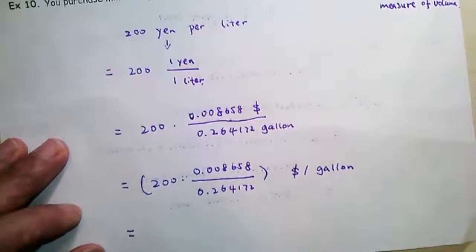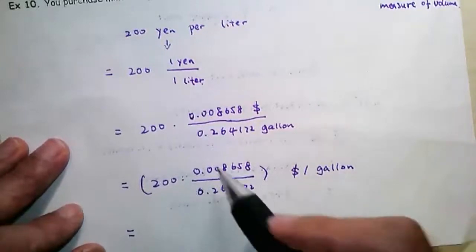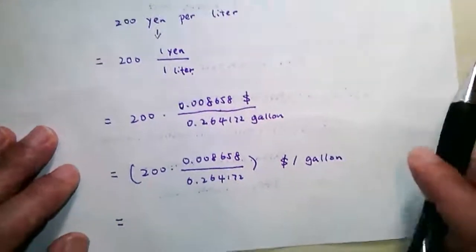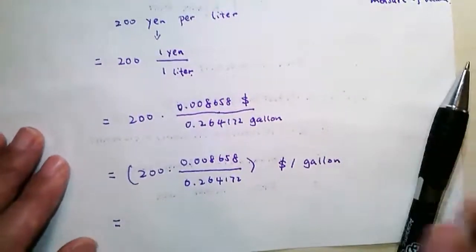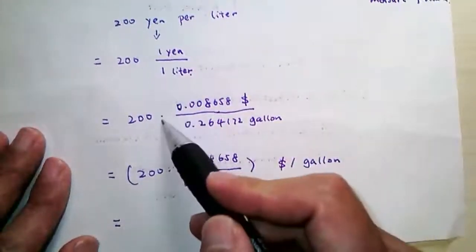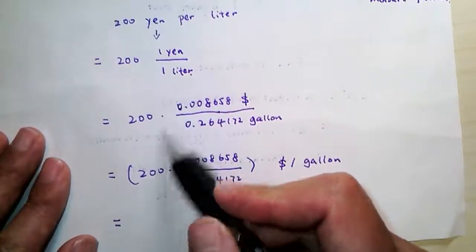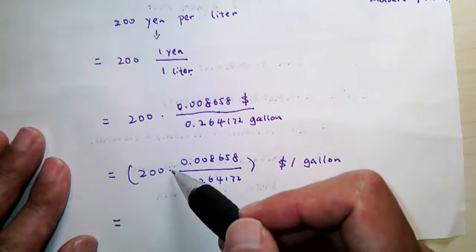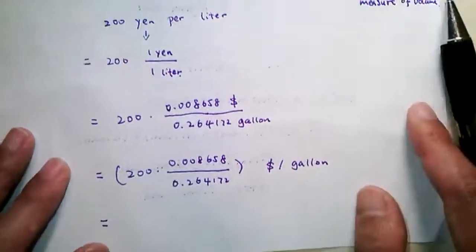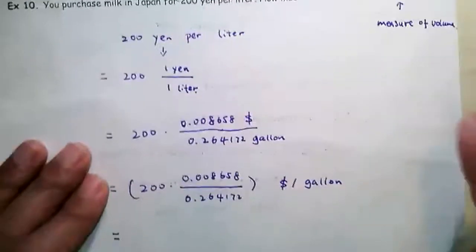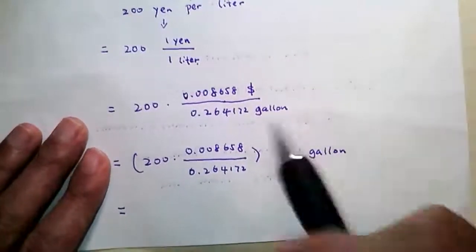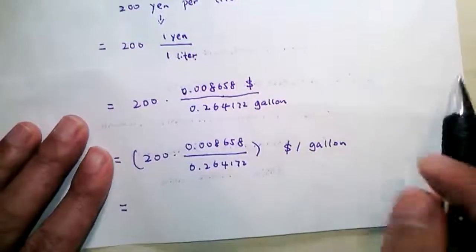Do me a favor, find the number here. By the way, I use a dot to represent multiplication. Here, dot means multiplication. Okay. Do me a favor, do a calculation for me.